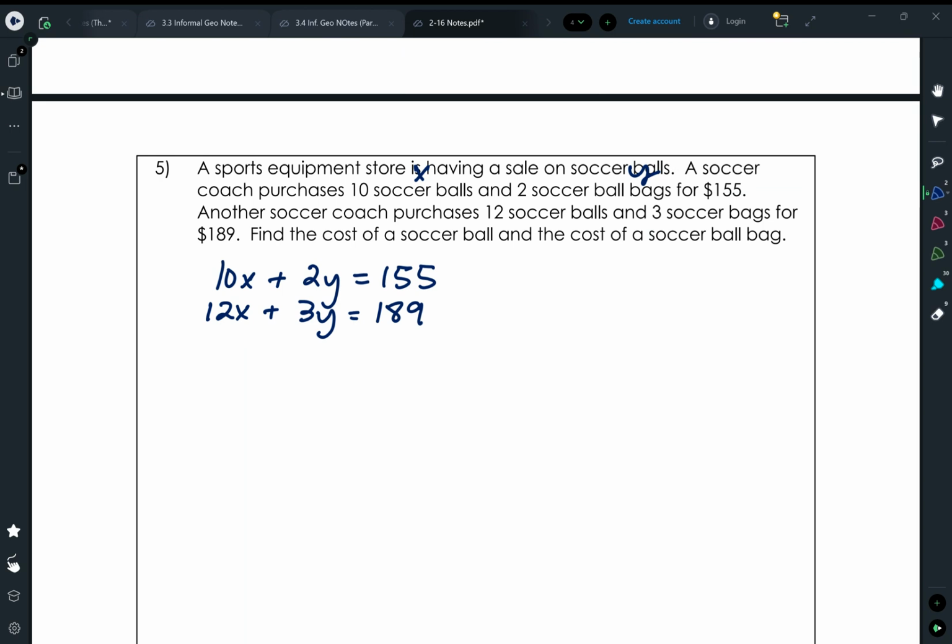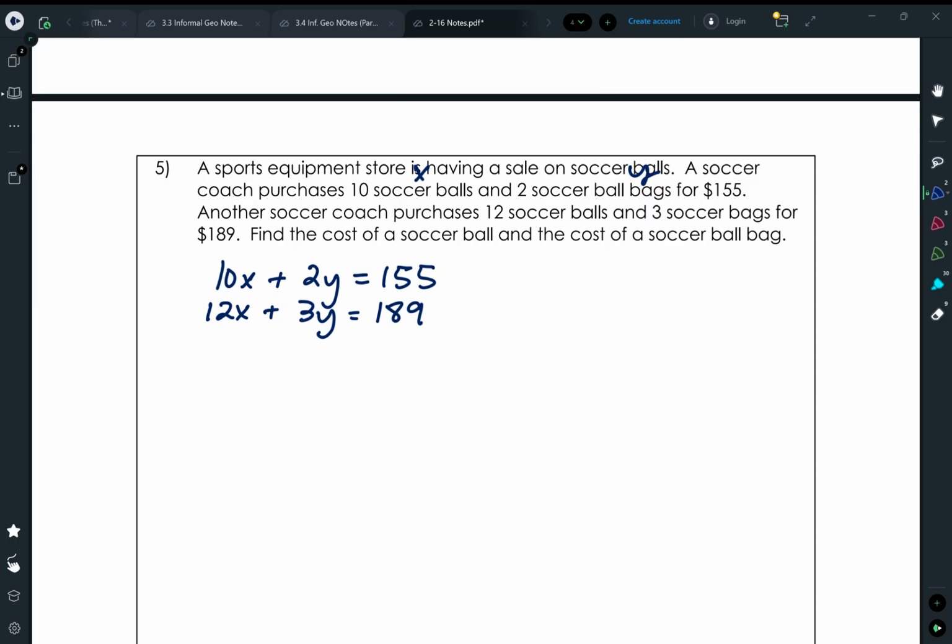So this is one where I would not want to do substitution. I don't have an x or a y that's easy to solve for. I don't have a variable with a coefficient of 1. It makes a lot more sense to do elimination here. So my x's have bigger numbers in front. I'm going to work on my y's. And 2 and 3 have no factors in common. They're not multiples of each other.